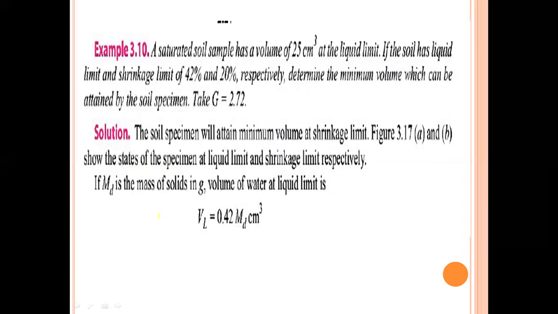And next problem, a saturated soil sample has volume of 25 centimeter cube at the liquid limit. If the soil has liquid limit and shrinkage limit of 42% and 20% respectively, determine the minimum volume which can be attained by the soil specimen. Take G equal to 2.72.